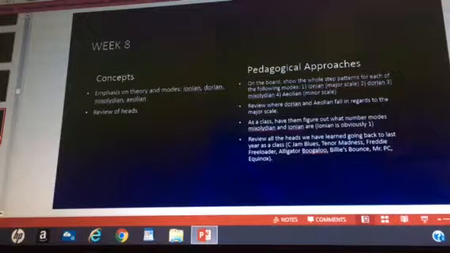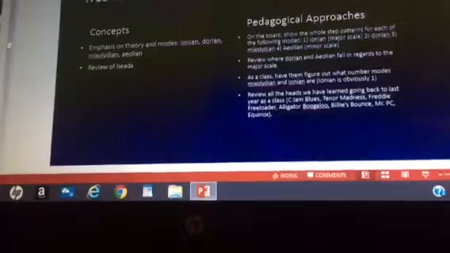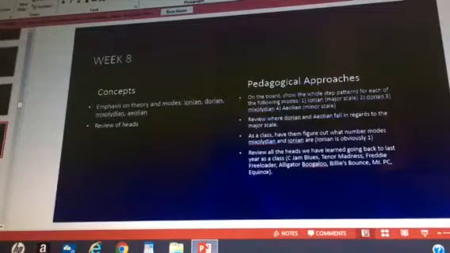So here we're really going to focus on Ionian, Dorian, Mixolydian, and Aeolian, and really understanding the numbers behind each of these, as you can see in the pedagogical approaches. So Ionian is the first major mode, which is the same as the major scale. Aeolian is the same as the minor scale. Dorian is the second major mode, and Mixolydian is the fifth major mode, or the same as a major scale, but with a lowered seventh.